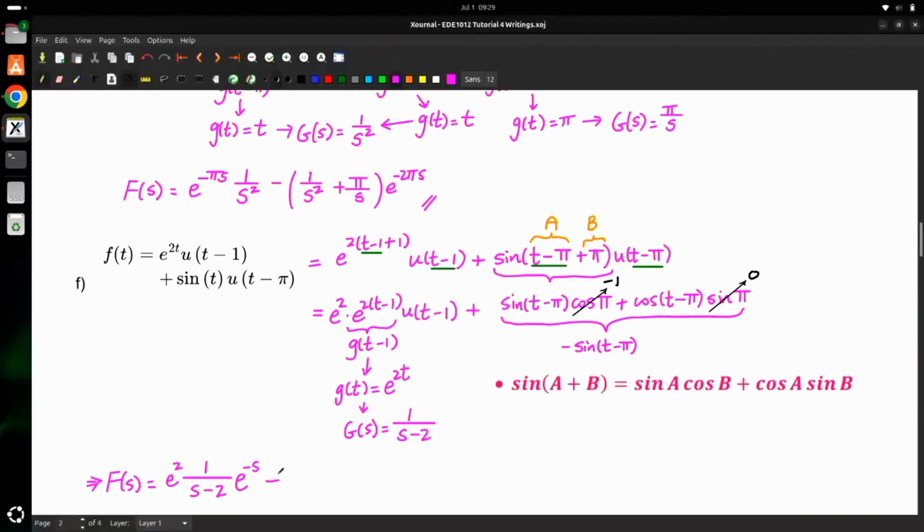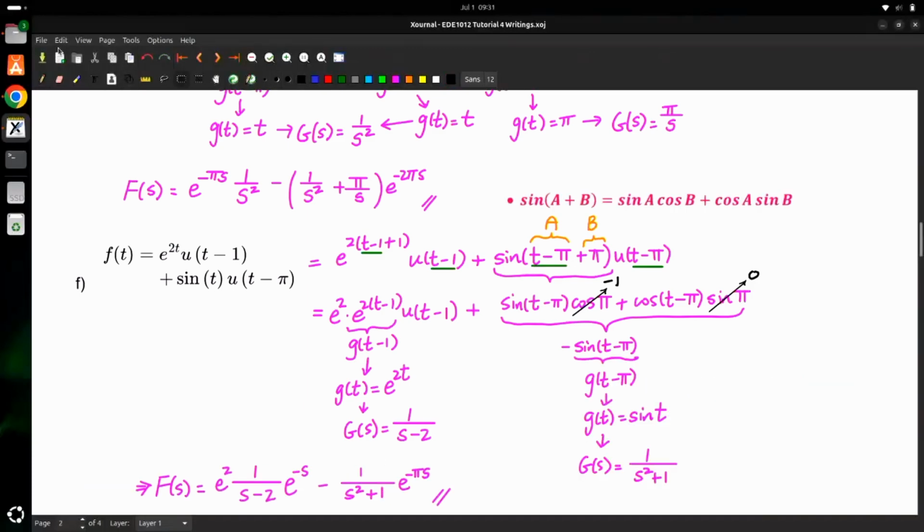Then the second term is a minus sign, right? So you know that in your mind, this is your g of t minus pi. So if this is g of t minus pi, that means the g of t is just sine t. So therefore it has to be 1 over s squared plus 1. Then after that you have e to the minus pi s. Is that alright?